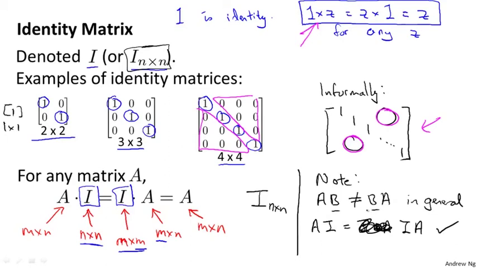So that's it for the properties of matrix multiplication and special matrices like the identity matrix that I want to tell you about. In the next and final video on our linear algebra review, I'm going to quickly tell you about a couple of special matrix operations, and after that, you'll have everything you need to know about linear algebra.